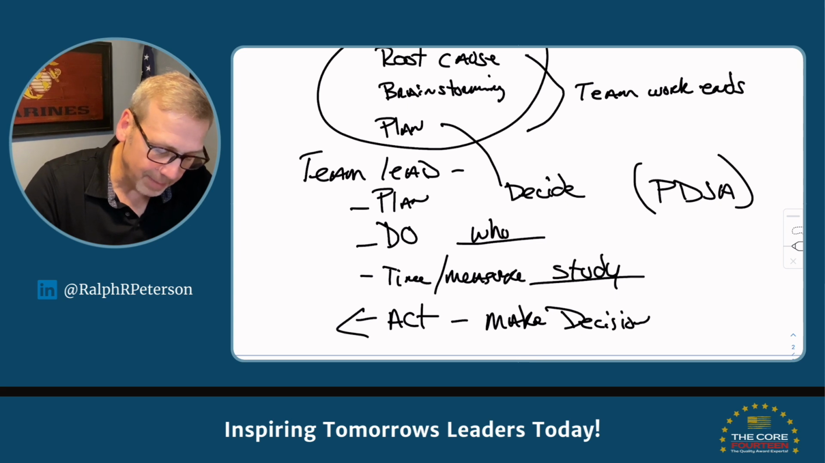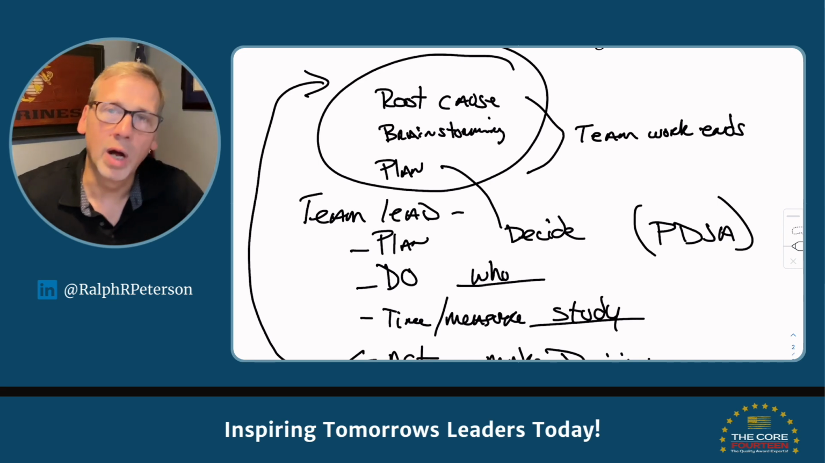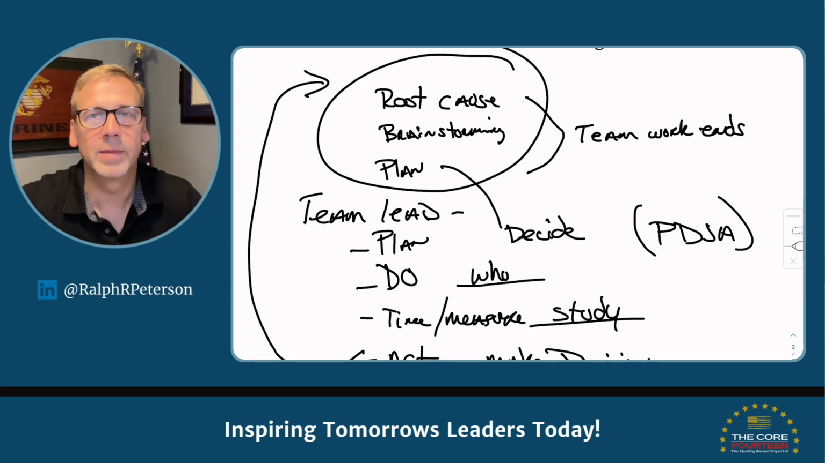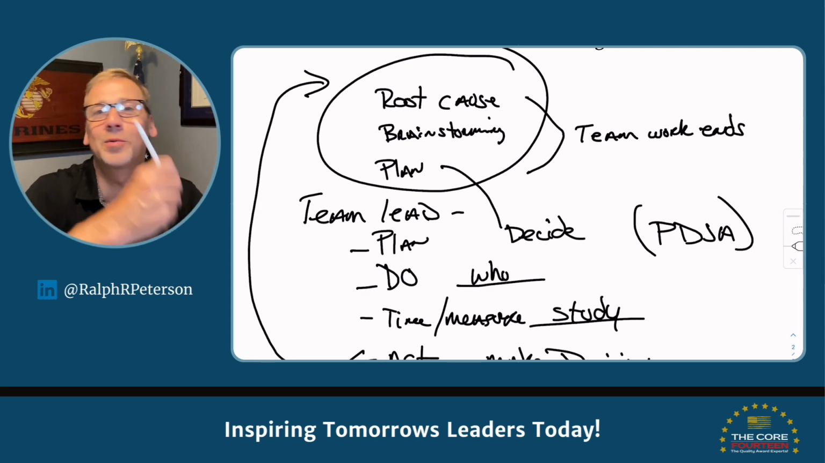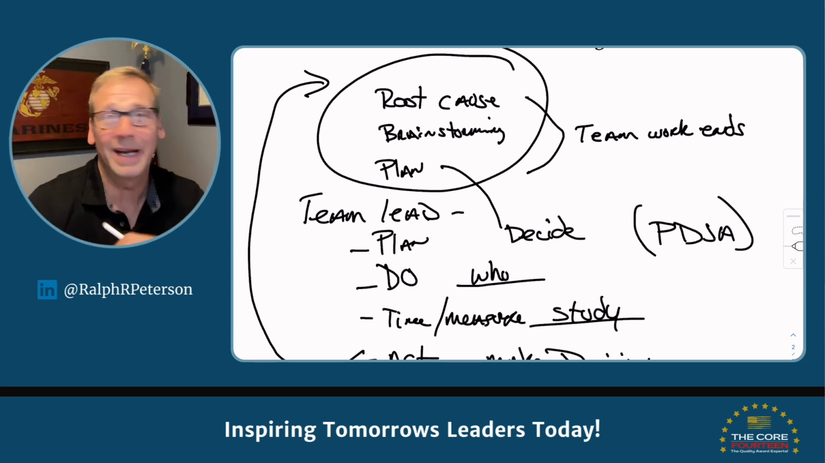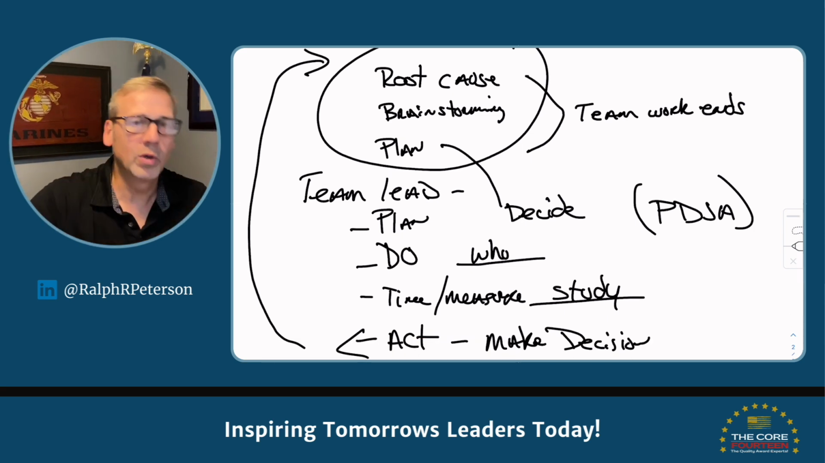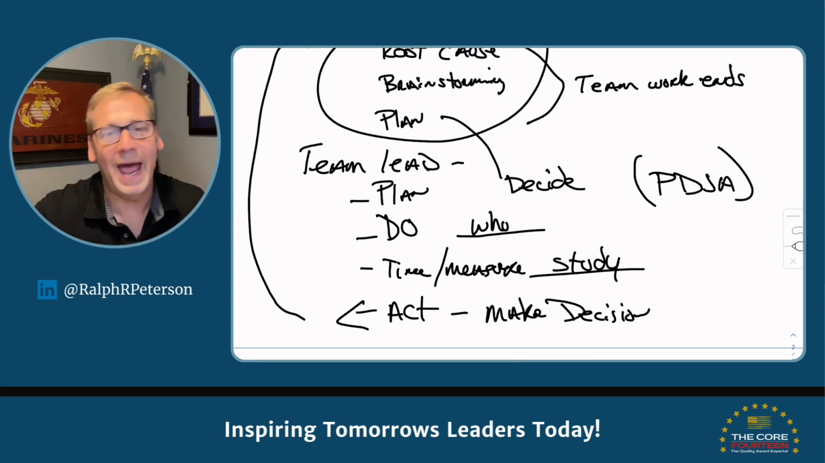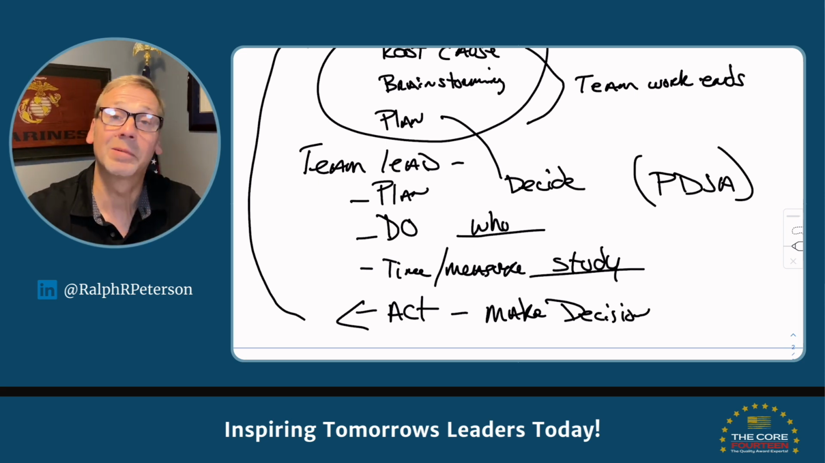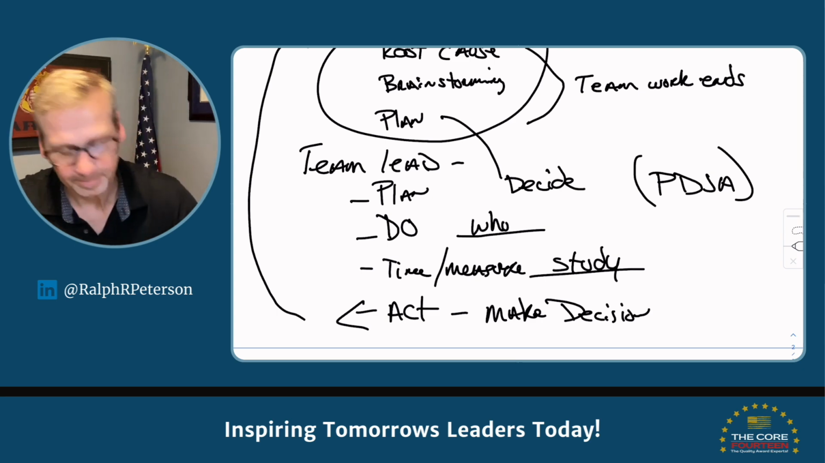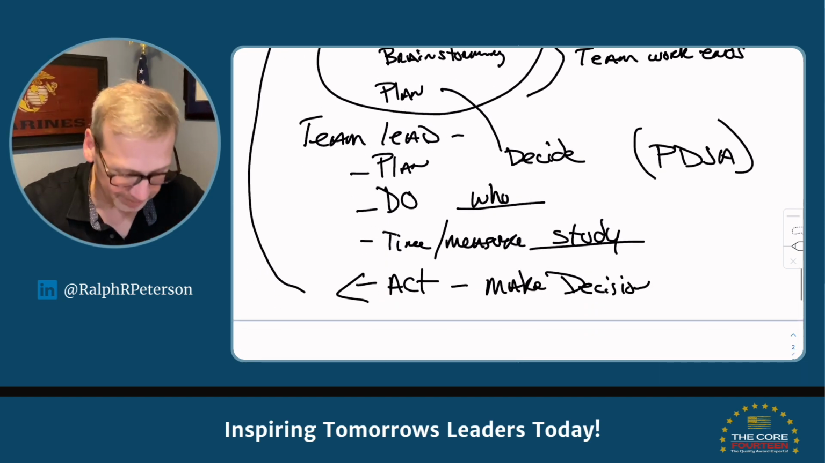And every act brings you right back to the root cause. And every root cause will bring you back to brainstorming, and every brainstorming session will bring you back to a plan, and every plan will lead you back to doing the plan, and every doing the plan will bring you to studying the outcomes of that plan, and every study will, of course, get you to act on the study. So this whole root cause, brainstorm, plan, do, study, act is a continual cycle until the problem is completely solved. That's it. So that's a lot of chicken scratch, but that's it in a nutshell.